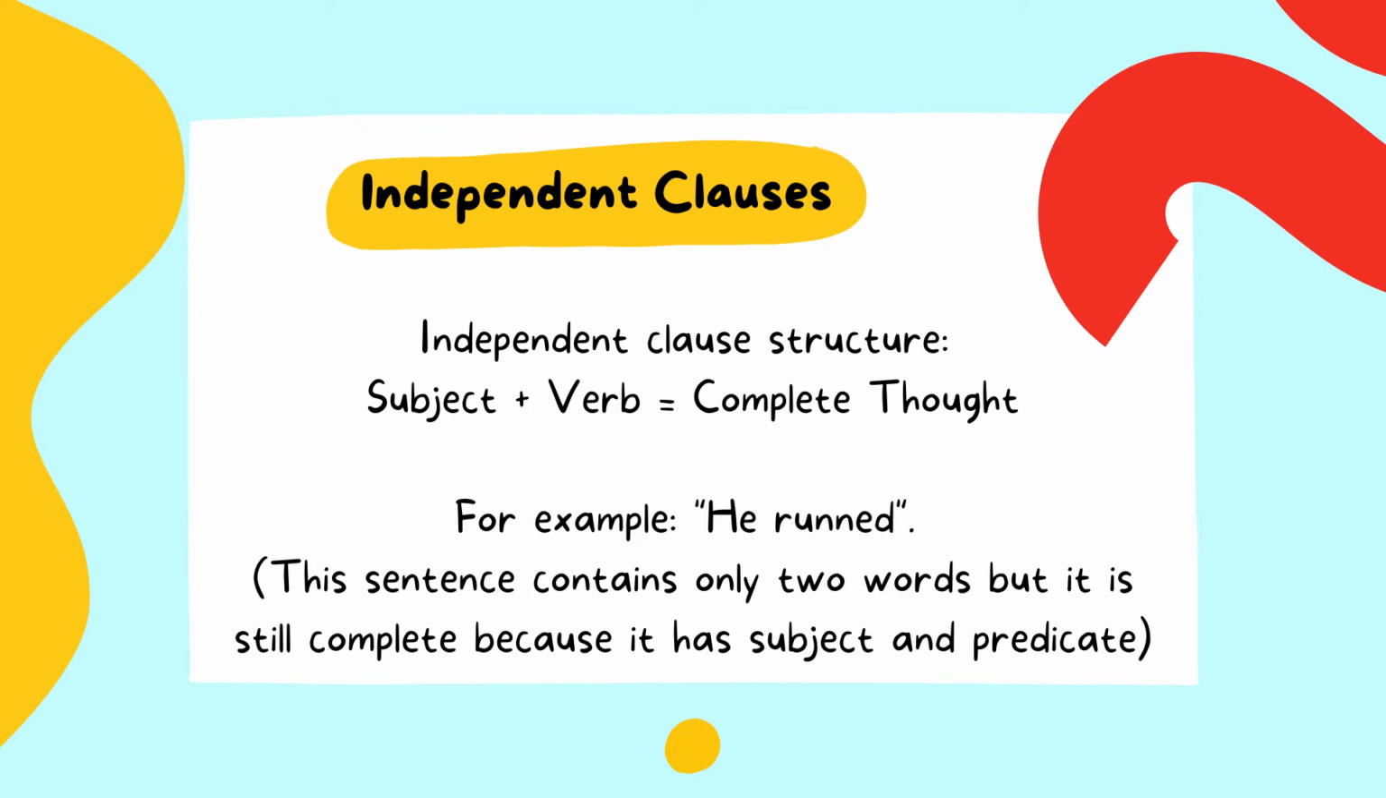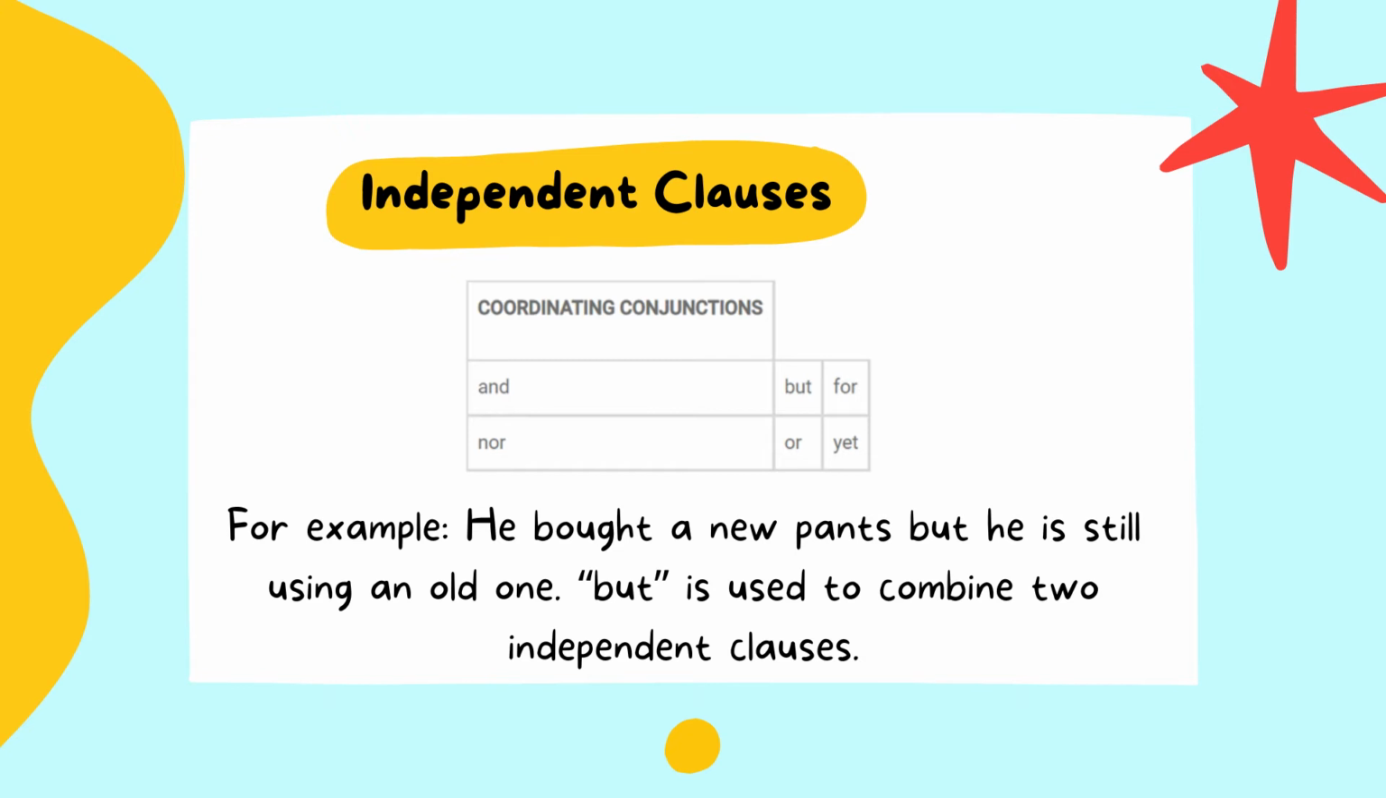An independent clause or main clause is a complete sentence. It contains a subject and a verb and expresses a complete thought in context and meaning. Independent clause structure is subject plus verb. For example, "She woke." This sentence contains only two words, but it is a complete clause because it has a subject and a predicate. Also, main clauses can be joined by a coordinating conjunction to form complex and compound sentences.